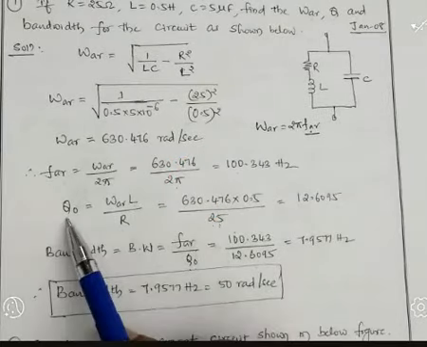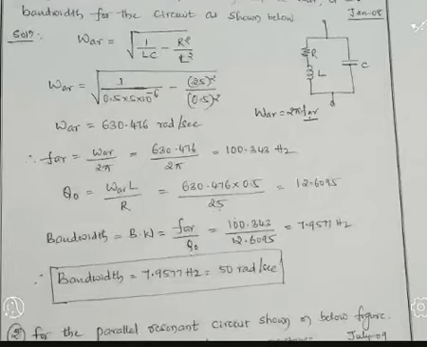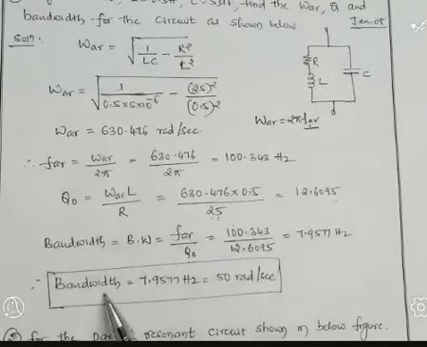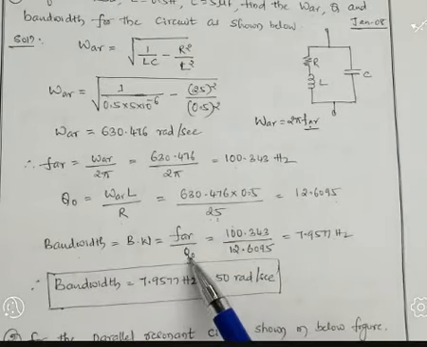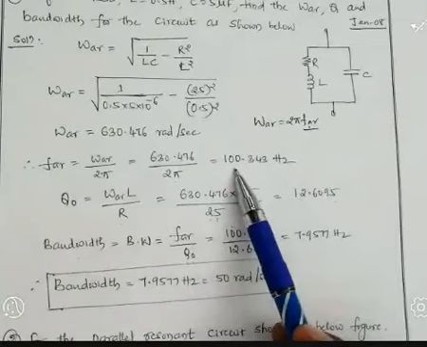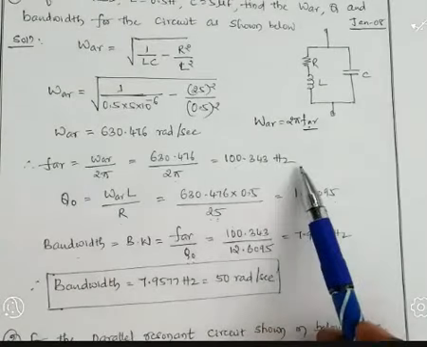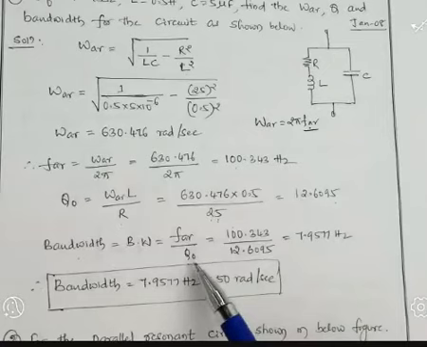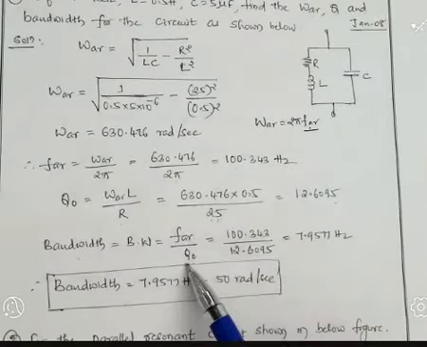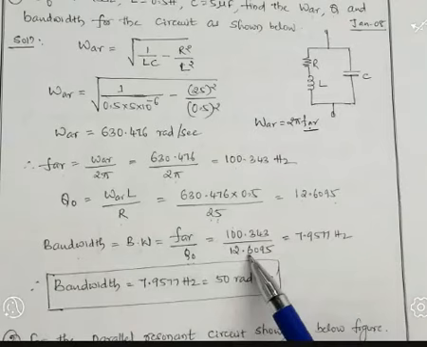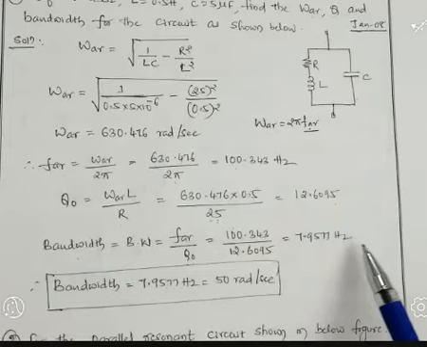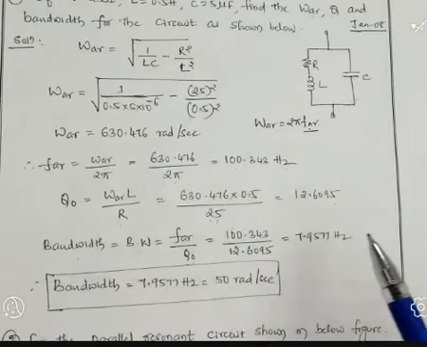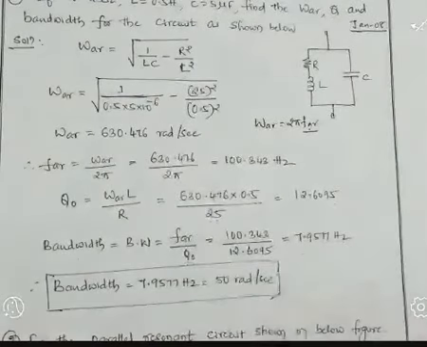The last parameter for this problem is calculation of bandwidth. Bandwidth is calculated as FAR divided by quality factor. FAR is the resonant frequency we calculated, that is 100.343 hertz, and we divide by the quality factor, which is 12.6095. So 100.343 divided by 12.6095. Doing the simplification using a calculator, we get the answer 7.9577 hertz. This is the bandwidth.